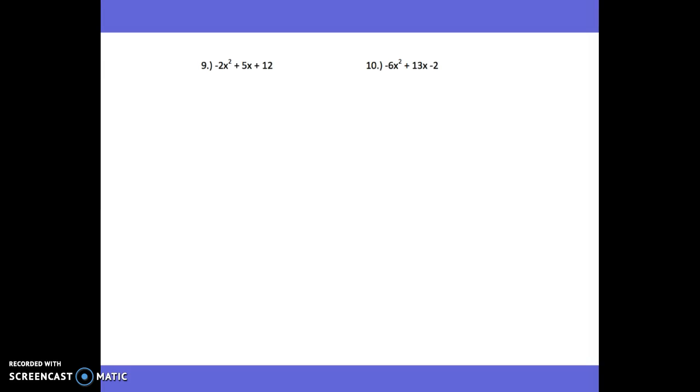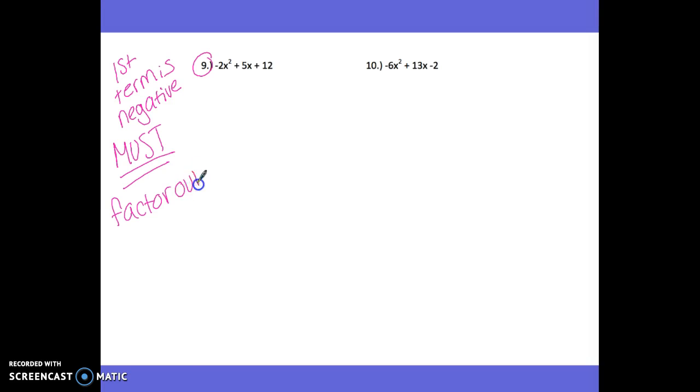In number 9, notice that the first term is negative. It is very important. If your first term is negative, you must factor out the negative 1. You must do that first. So when I factor out the negative 1, that's the same thing as saying that's your GCF, and you get positive 2x squared minus 5x minus 12.